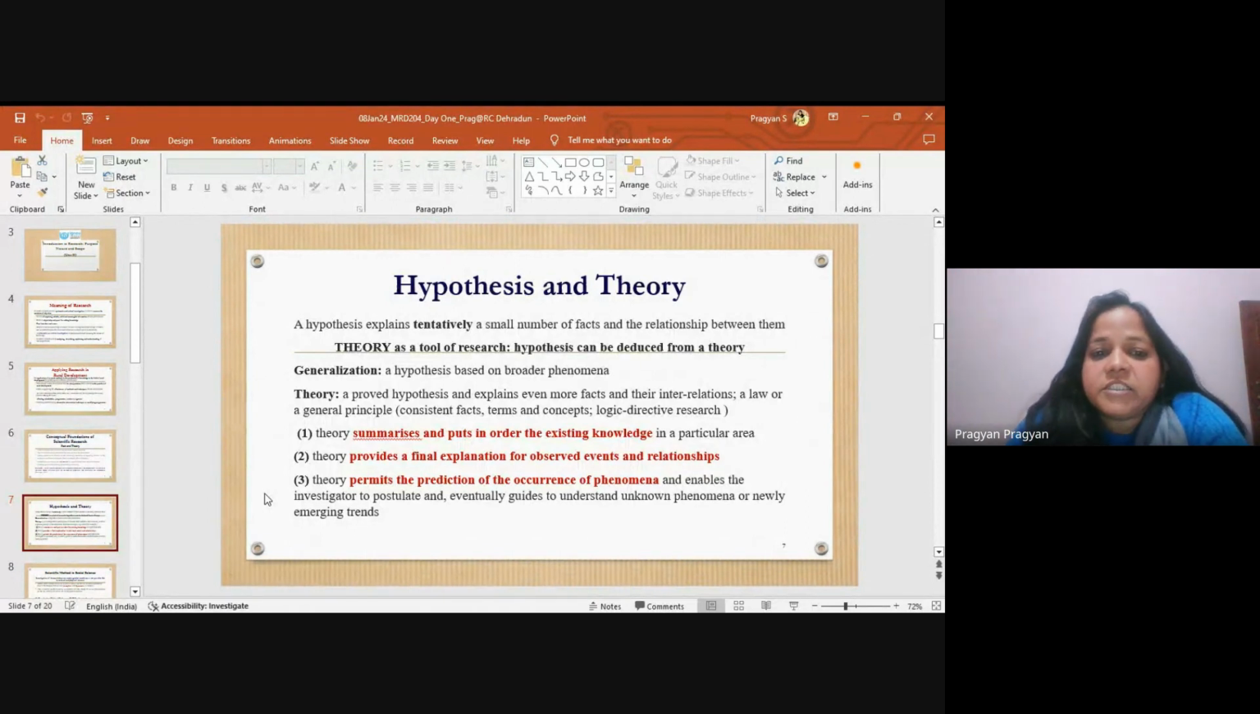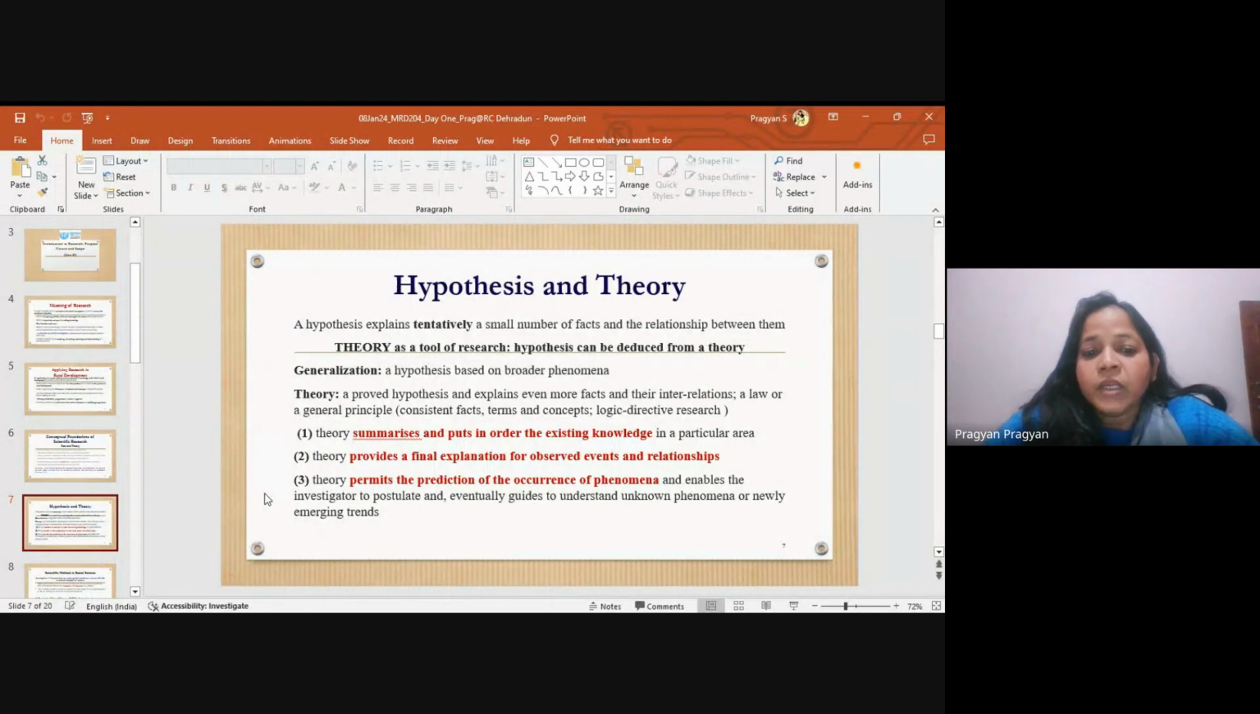So theory is basically a proved hypothesis. When a hypothesis is proved by explaining various variables on the basis of well conducted research, then it can add to some theory. That means theory is basically a law or a general principle, but hypothesis is a tentative, falsifiable idea that can be right and that can be wrong. So it is going to guide the whole research.